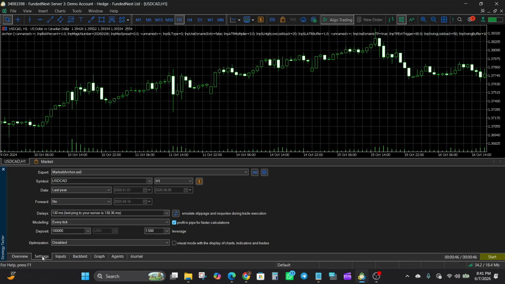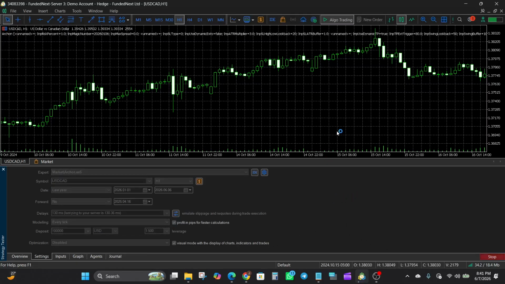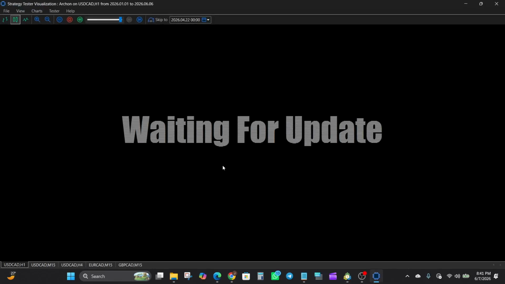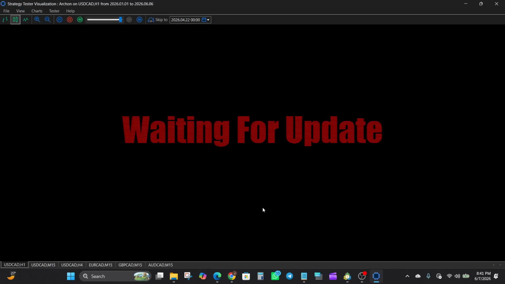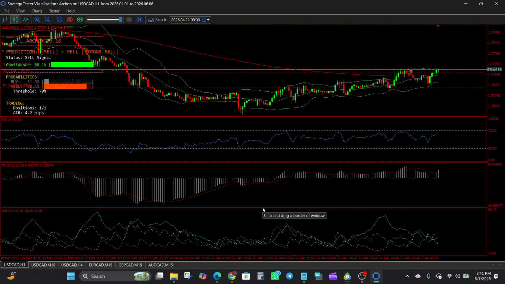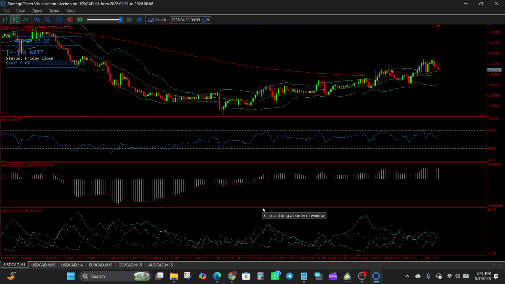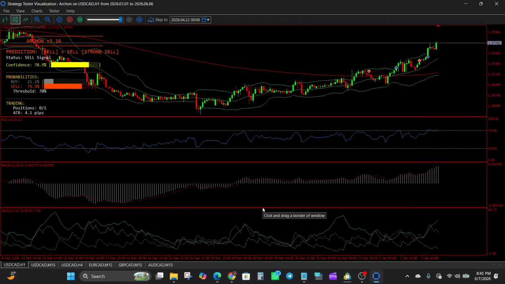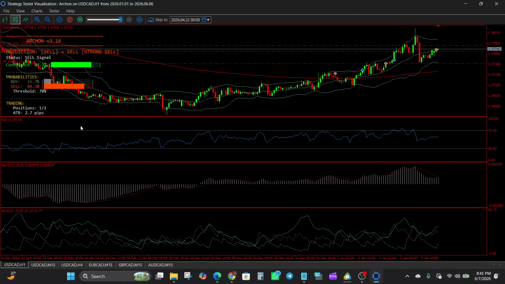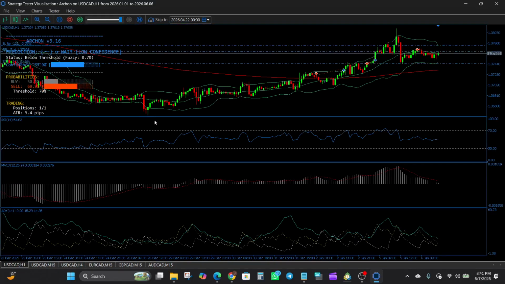Okay, now before we wrap up, let's just also look at the EA in action. So I'll just turn on the visual mode just for a moment. All right. So if you are really interested in this EA, you want to test the EA over a longer period of time, maybe a year, 2 years, or even more, so you can capture a wider range of market conditions.